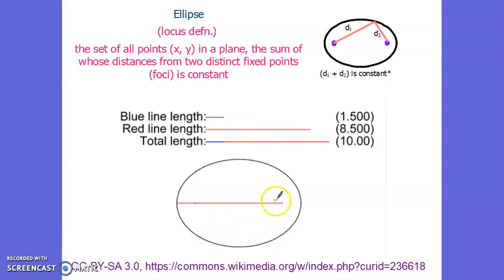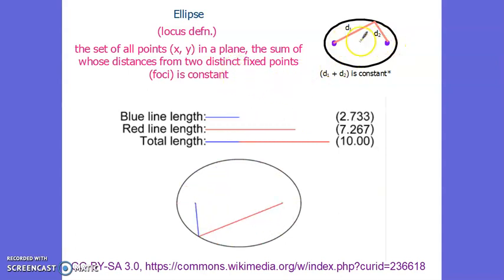So as you notice, if you imagine the blue and the red lines being a string, if you pulled that taut with a pencil and worked your way around, notice that the blue plus the red always stays constant, here at a total length of 10. Even though the blue might get longer, or shorter, thus making the red shorter or longer, the total, the sum, stays constant. So that's a unique relationship for an ellipse. That's our locus definition, or the geometric way of defining an ellipse.